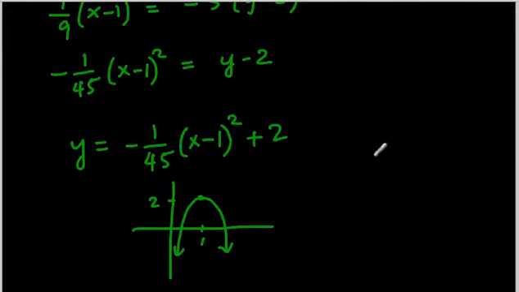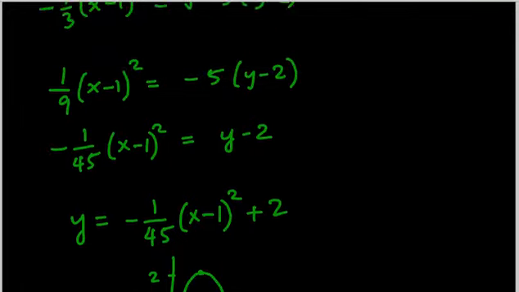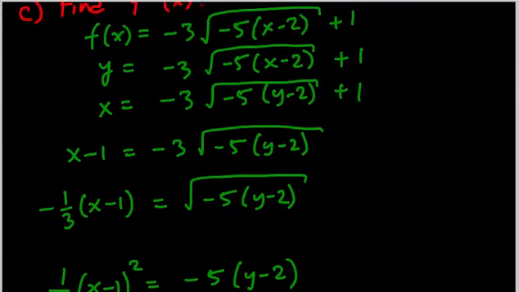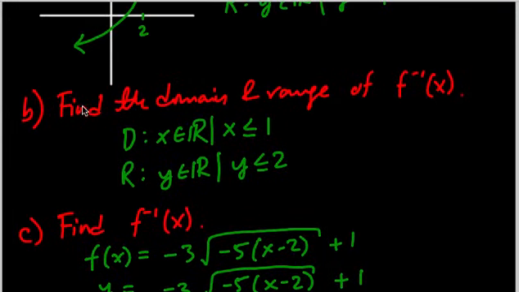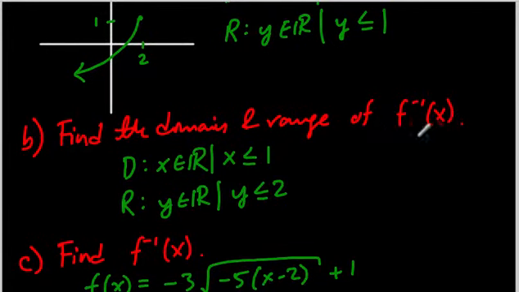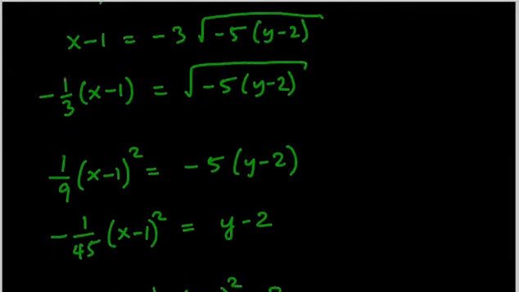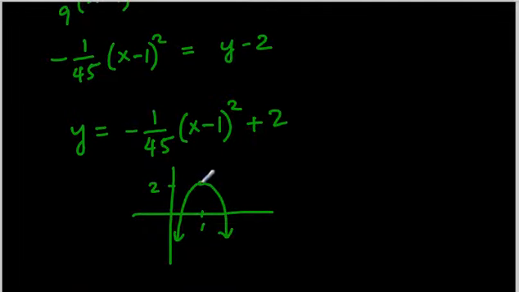But remember, we already found the domain and range of our inverse function. It says over here, find the domain and range of the inverse function, and it says x has to be less than or equal to 1. So if I go back to this diagram, here's 1, and if x has to be less than or equal to 1, I have to erase everything to the right. This is when the domain and range becomes so important. You need to pay careful attention to the domain and range.